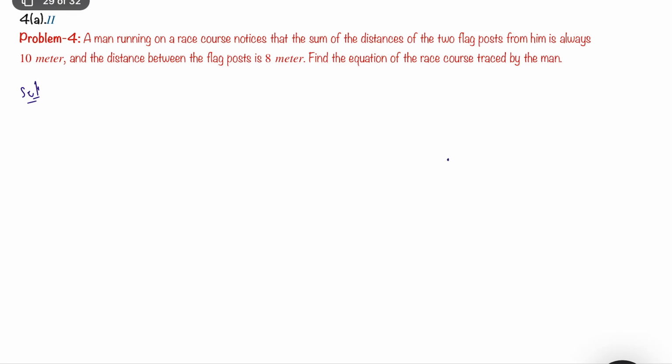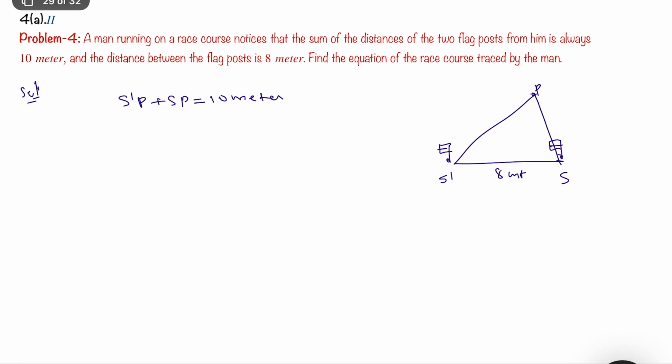Let the location of these two flag posts be, let us say, S dash and S. Here is one flag post, here is another flag post, and the distance between these two is 8 meters. Let P be the location of the man running on the race course. What he notices is that the sum of the distances from these two flag posts is always 10 meters. That is, S dash P plus S P is always 10 meters. Also you know that the distance between the two flag posts, S dash S, is 8 meters.